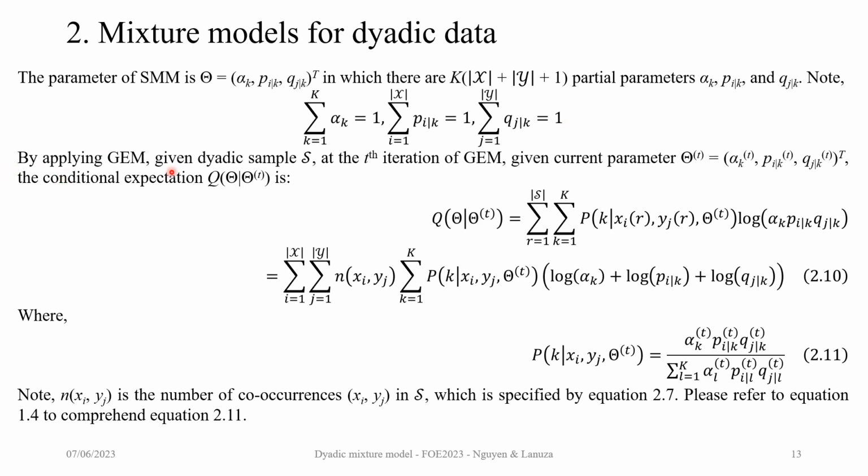one. By applying EM, given dyadic sample s at the t-th iteration of EM, given current parameter theta t, the conditional expectation Q is specified by equation 2.10. And the very important conditional probability of k given si, yj, theta t is specified by equation 2.11, where n si yj is the number of co-occurrences of si yj in s, which is specified by equation 2.7. Please refer to equation 1.4 to comprehend equation 2.11.